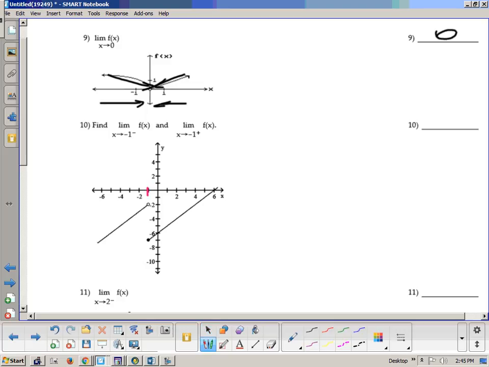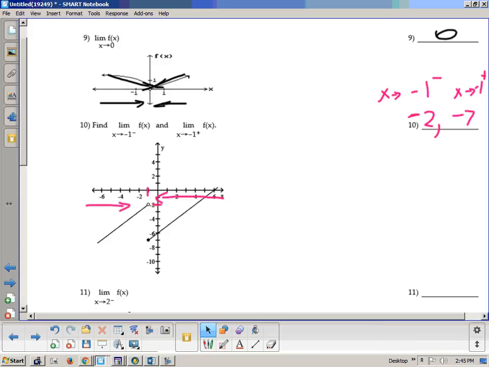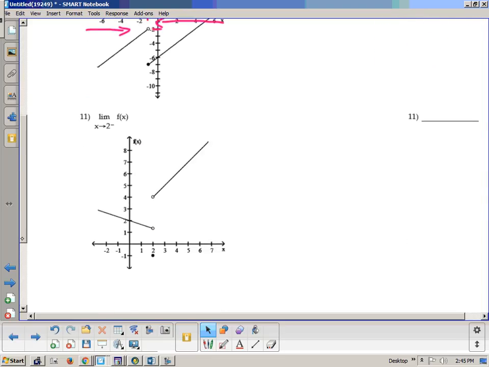So negative 1's right here. As we approach from the left-hand side, the function approaches 2. That's from the left-hand side of negative 1. And as x approaches the right-hand side of negative 1, it comes way down here at negative 7. I'm sorry, did I say negative 2? Not negative 2, and negative 7. Okay, negative 2, negative 7. Okay, next question. What's the left-hand limit? The left-hand limit approaching negative 2, it looks like it's about 1.5.